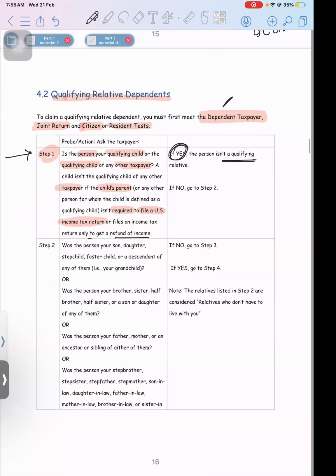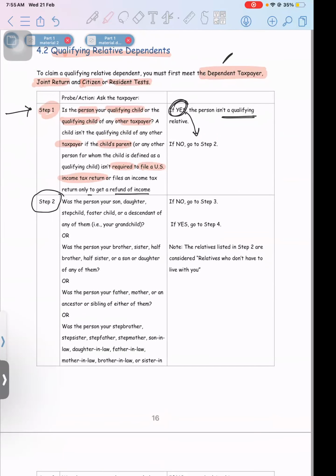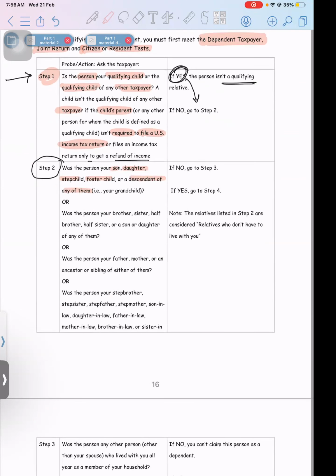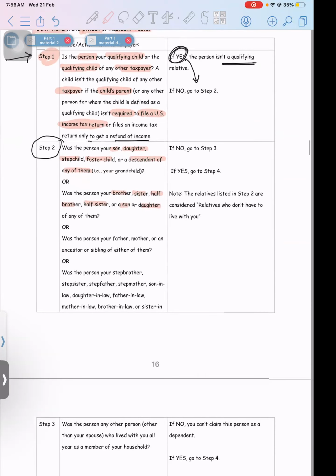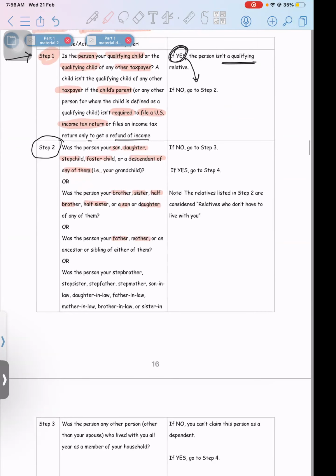Okay, if no, we are going to check the second step. Is the person who is a dependent your son, daughter, stepchild, foster child, descendant of any of them, or is the person your brother, sister, half brother, half sister, son or daughter of any of them, or is that person a father? So I'll just shorten it and tell you whether a person is a relative or not.